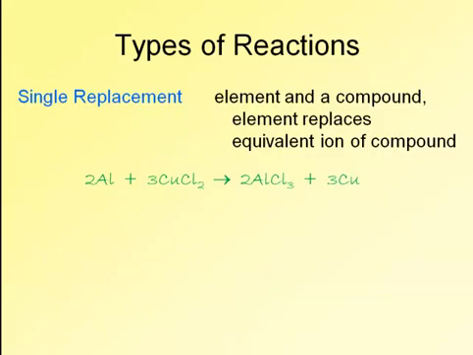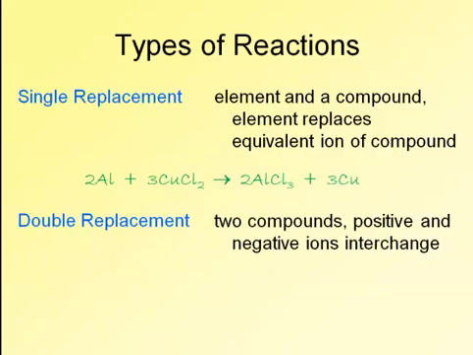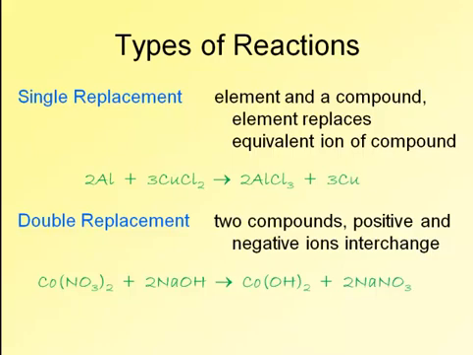Our 5th type of reaction is double replacement. These reactions start with 2 ionic compounds, and during the reaction, the positive and the negative ions interchange. So in this example here, on the reactant side, cobalt is with nitrate and sodium is with hydroxide, and that all switches during the reaction. As products, cobalt is now with hydroxide, sodium is now with nitrate. We're going to discuss double replacement reactions more as well.